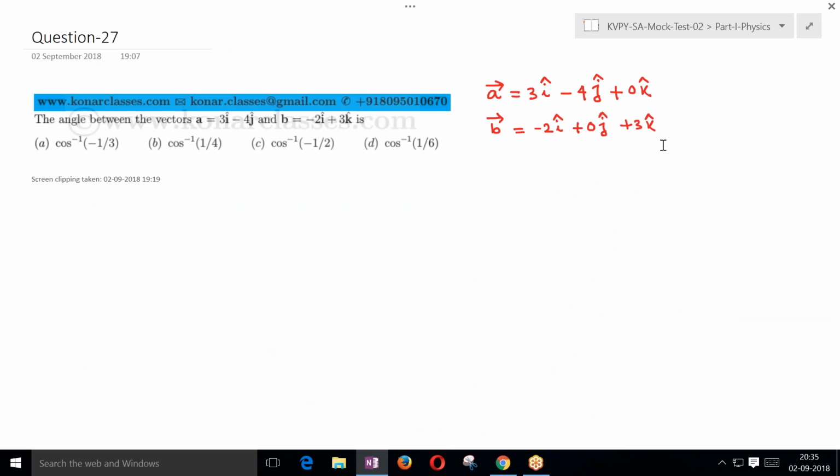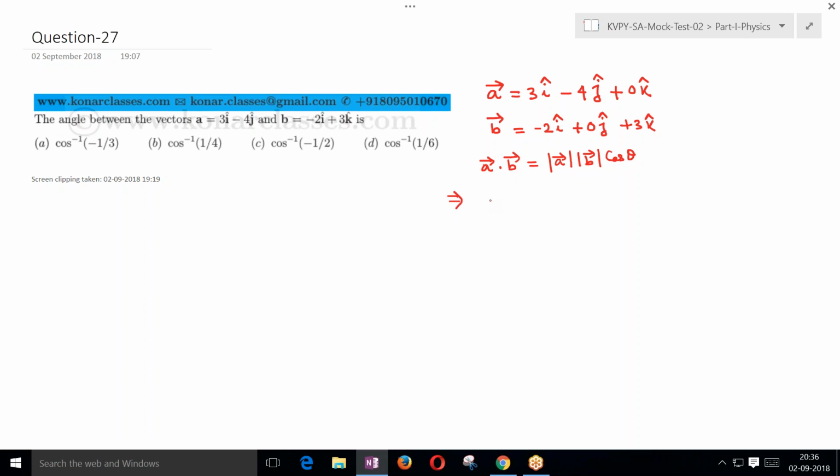Anyway, so from the dot product, remember, whenever two vectors are given and you need to find the angle between these two vectors, the first and foremost thing you should do is the scalar product or dot product of these two vectors. So from this we can say, suppose the angle between these two vectors is theta, then A dot B should be equal to mod of A into mod of B into cos theta.